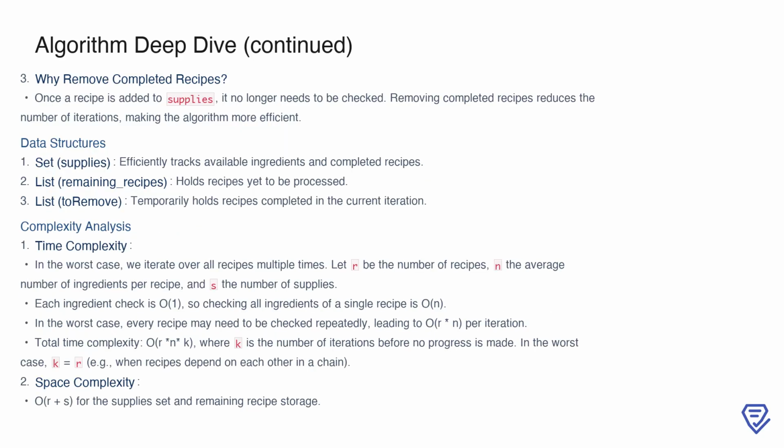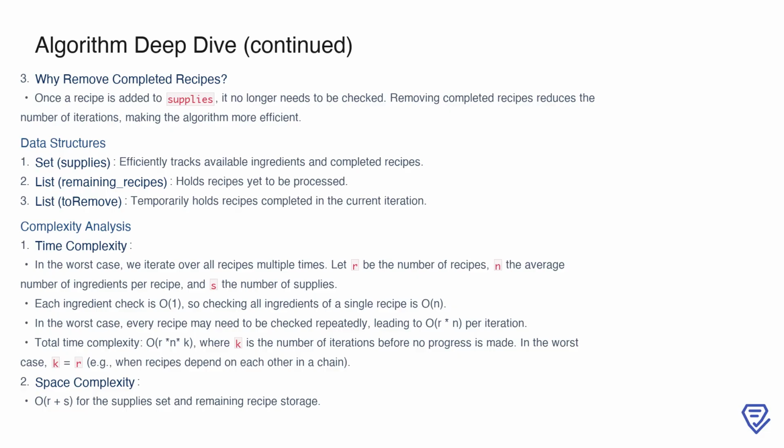Using a set for supplies is critical because it optimizes ingredient lookups to O(1) on average, which is a frequent operation in this algorithm. Iterating until no new recipes can be made ensures that dependencies are resolved, even in cases where recipes depend on other recipes. For example, if recipe A relies on recipe B, which in turn depends on recipe C, this iterative approach ensures that recipe C is processed first, followed by recipe B, and finally recipe A.